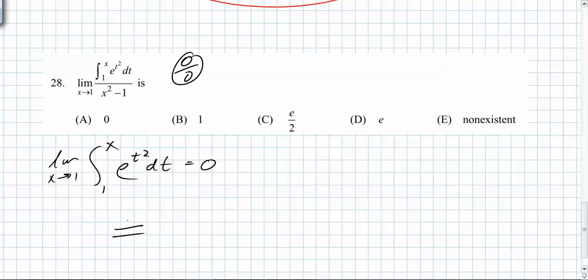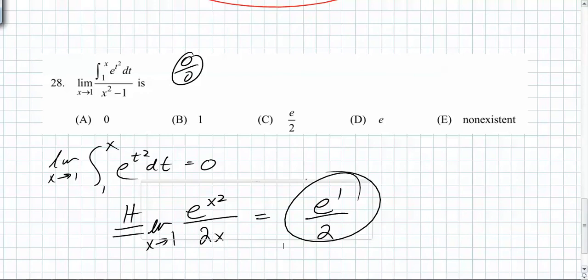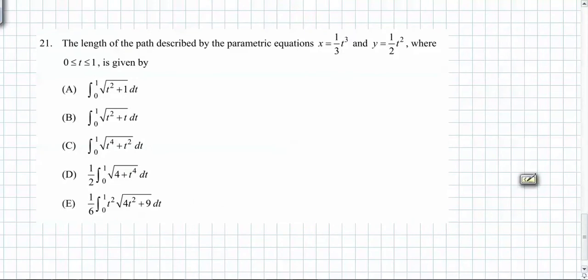Yay. So what can we do? L'Hopital's rule is going to apply. When you take the derivative of the top, what do you end up with? E to the x squared over 2x. And this is the limit as x goes to what? 1. So what's this going to be? E to the first over 2. Done.